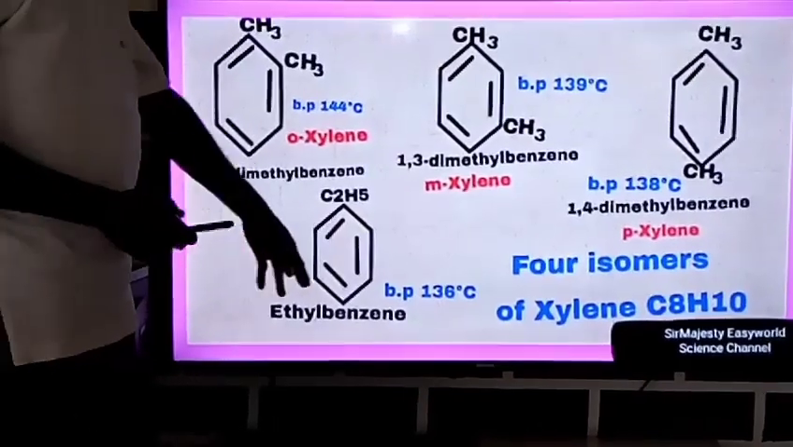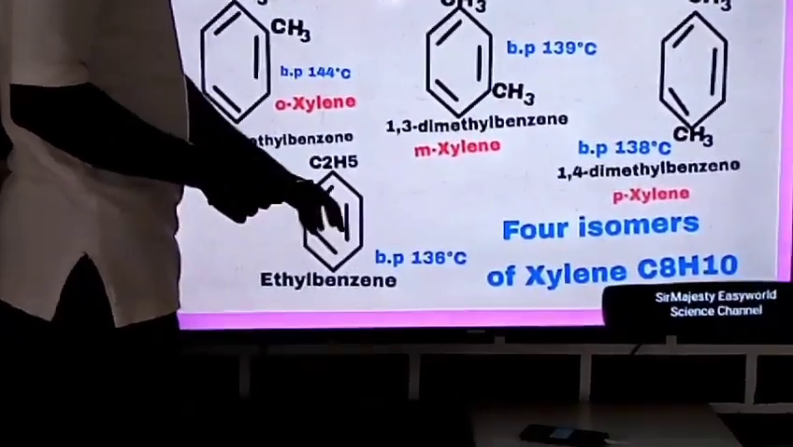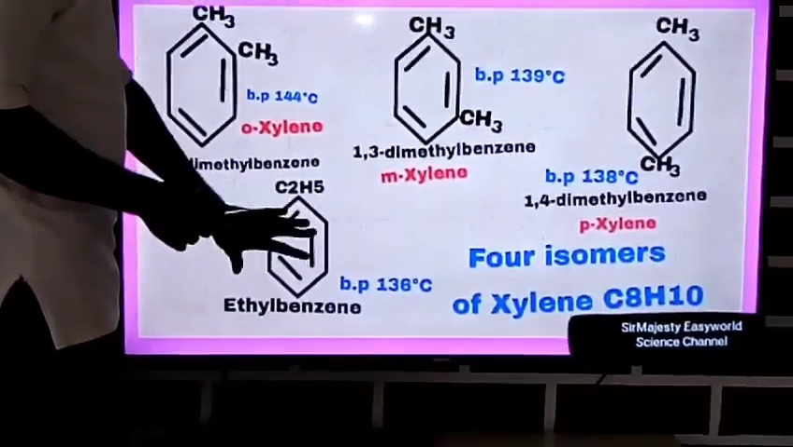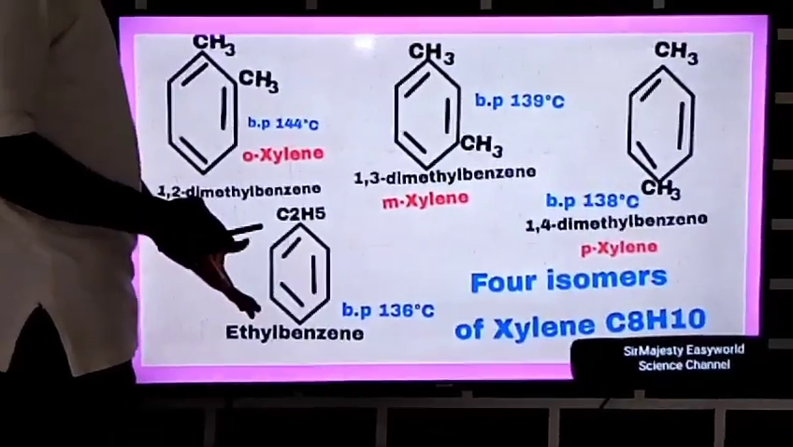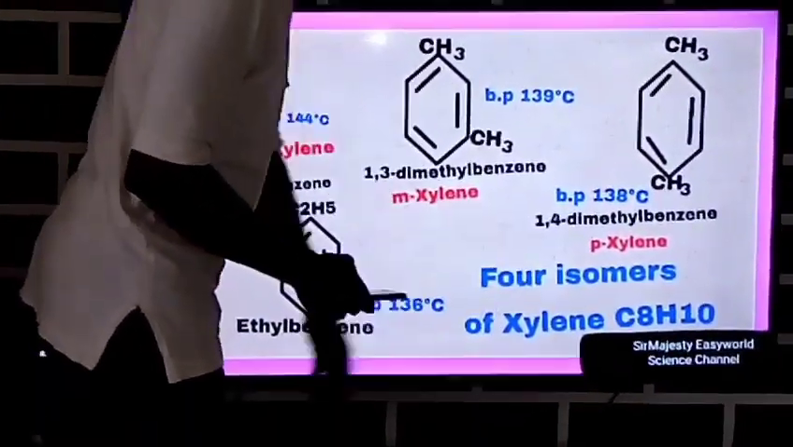Then this one is just ethylbenzene. It's just showing part of the isomer. It's not showing the para, meta, or ortho position. It's just to remind you that there are 4 isomers of xylene.